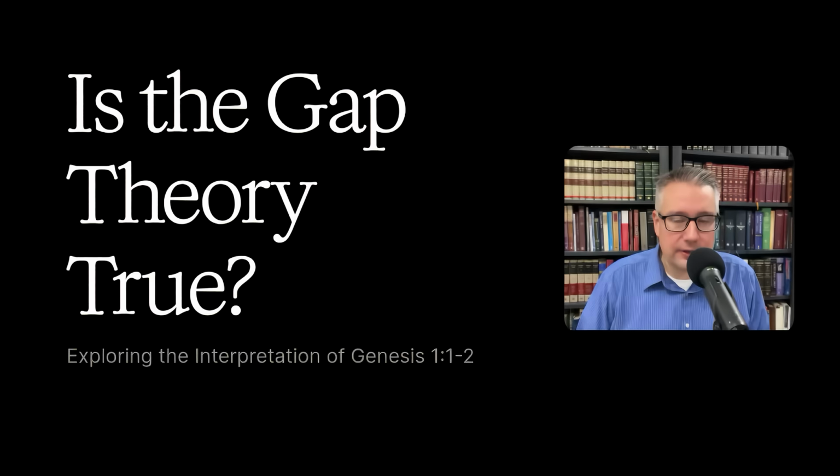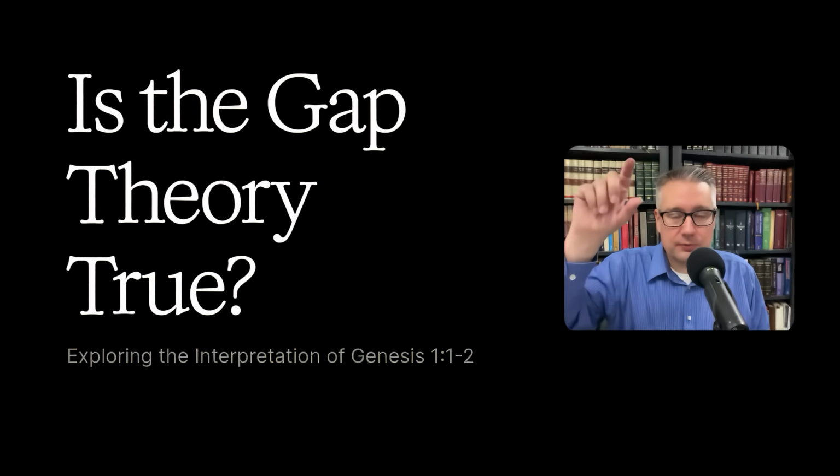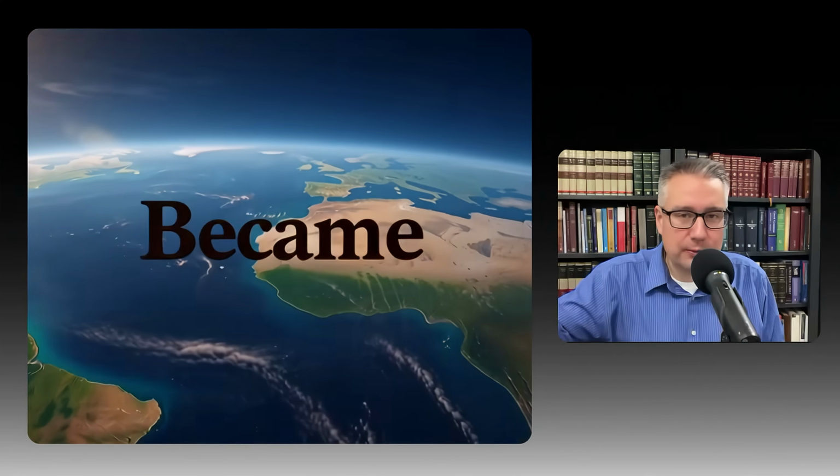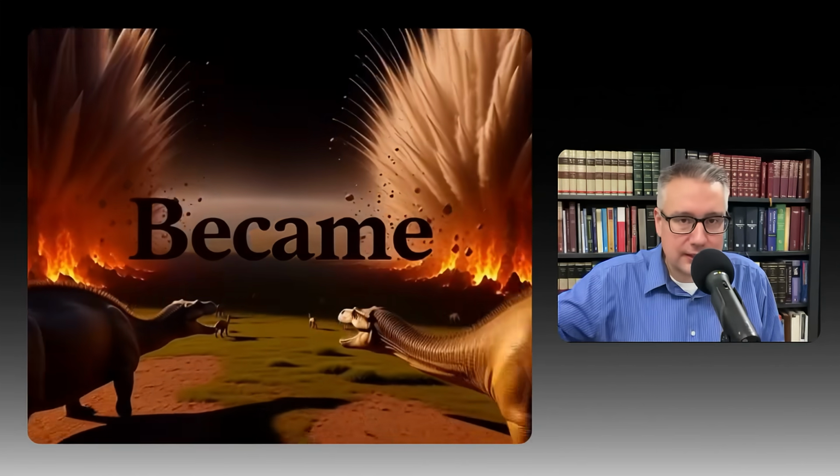The gap theory, the idea that between verse 1 and verse 2 there's a long gap, and instead of translating it, "and the earth was formless and void," it became formless and void. Some people will attach that to the rebellion of Satan, et cetera. Could you speak into that view?